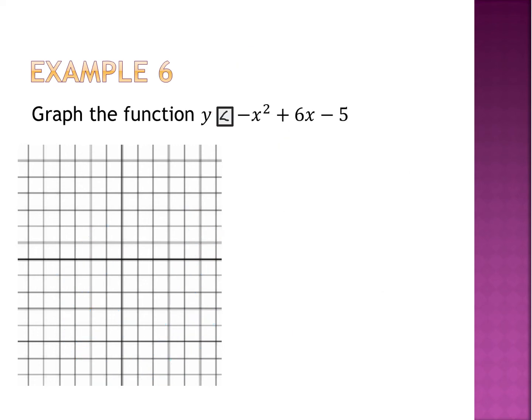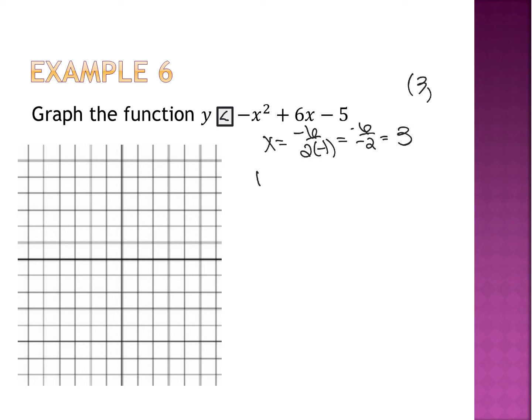Now for example 6, it's telling us to graph the function y is less than negative x squared plus 6x minus 5. So again, I'm going to start out by finding my vertex, which in this case is the opposite of b, divided by 2 times a, and a in this case is a negative 1. So I end up with a negative 6 over a negative 2, or a positive 3. So this is my x coordinate.